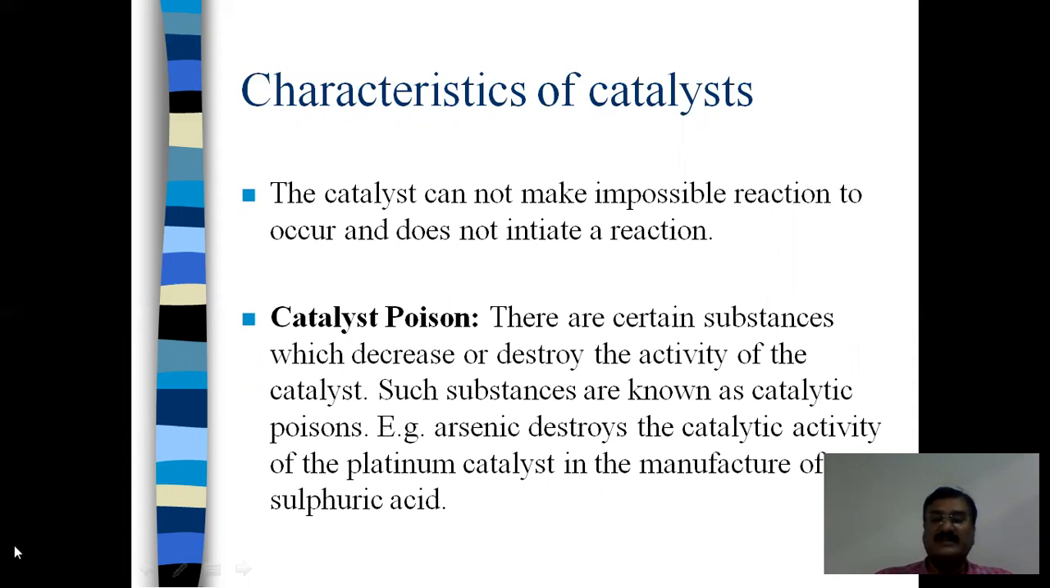Catalyst poisons. There are certain substances which decrease or destroy the activity of the catalyst. Such substances are known as catalytic poisons. Example, arsenic destroys the catalytic activity of platinum. Here the catalyst is platinum in the manufacturing of sulfuric acid.